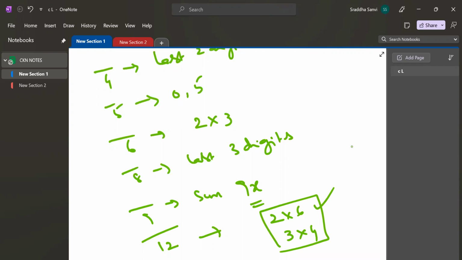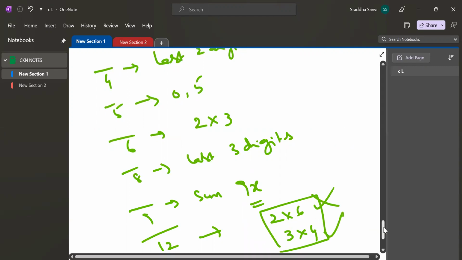You know why? Take a number 18. 18 is divisible by 2. 18 is divisible by 6. Is 18 divisible by 12? No, it is not divisible by 12. So the divisibility rule of the number 12 cannot be 2 into 6. The only alternative we have is 3 into 4. That's why 3 into 4 is the divisibility rule.